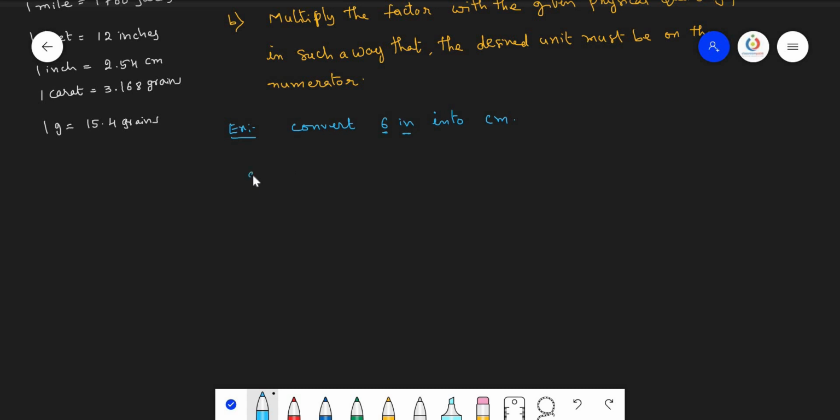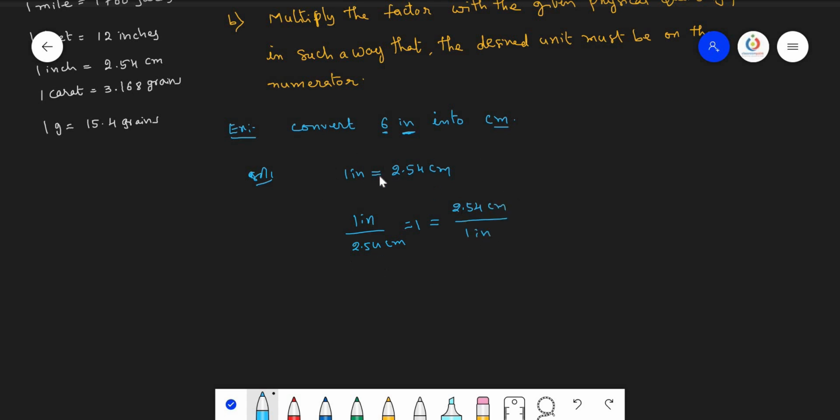First of all, you write down the solution. Relation between inches and centimeters: what is the relation? 1 inch equals 2.54 centimeters. This is step 1. Step 2 is to write down the factor. So what is the factor? We can write 1 inch divided by 2.54 centimeters equals 1, and again 2.54 centimeters divided by 1 inch.